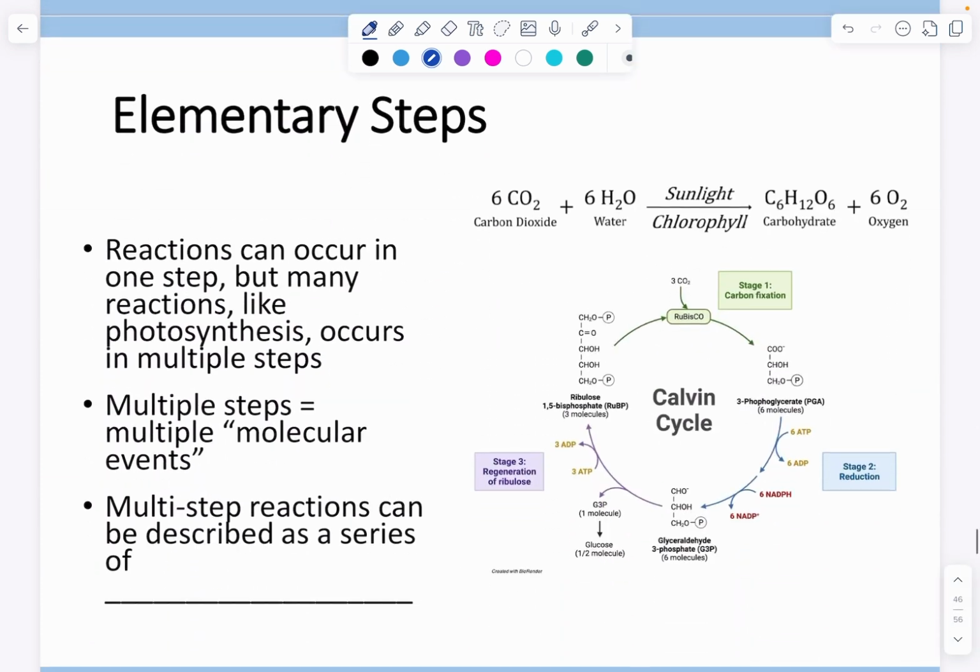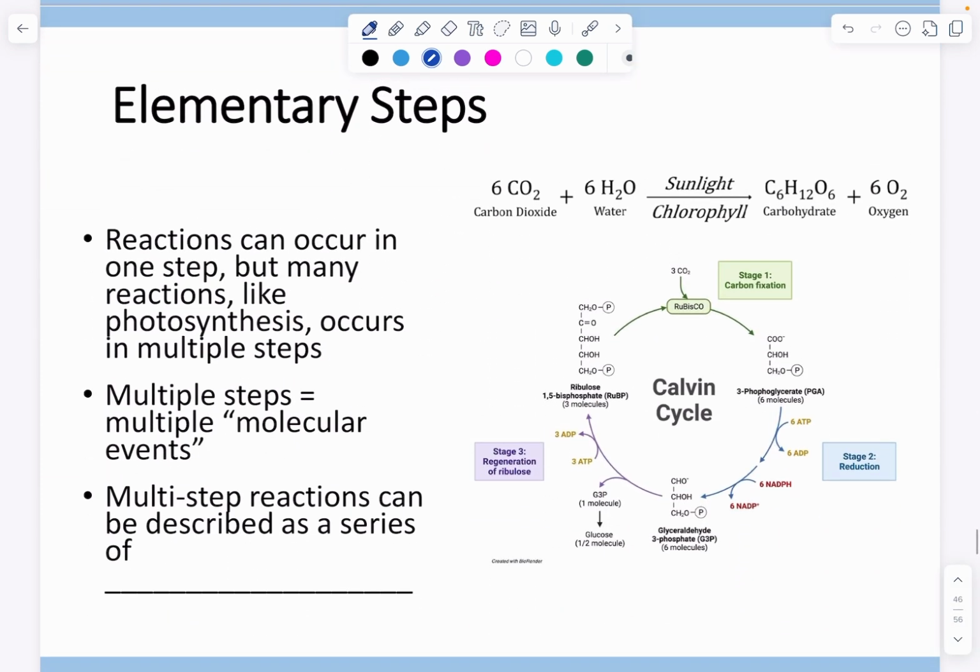Okay, so you all may have seen the Calvin cycle before in your biology class, or photosynthesis before. These reactions occur in many steps. Some reactions occur in one step, but many reactions like photosynthesis occur in multiple steps. Each step is a molecular event where some material is getting converted to something else. Multiple step reactions can be described as a series of elementary steps.